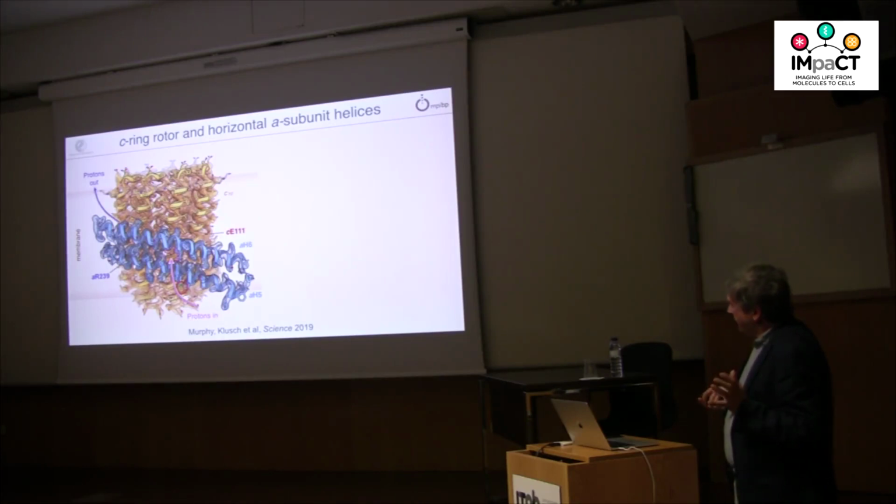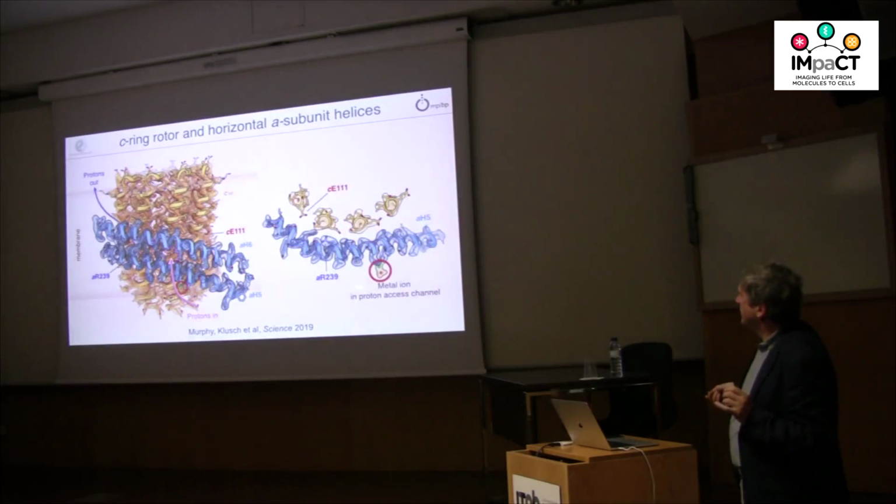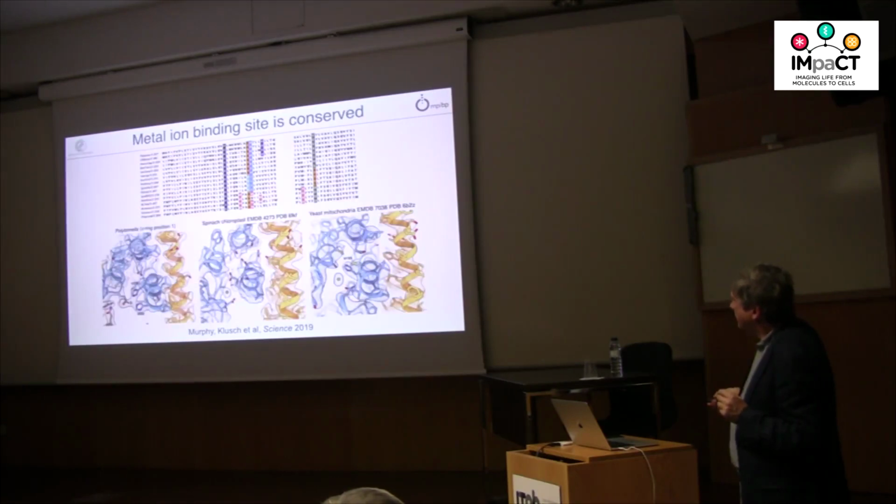And what we found, to our amazement, is there's a bound metal ion here. And this was unexpected, but it tells me the resolution is good enough to see unexpected metal ions in this proton channel. There it is. We think it's probably a zinc, we don't know, but it's very ligand-rich as well. And it changes coordination depending on the rotary position of the C ring. And this is also there in other structures. This is our chloroplast.